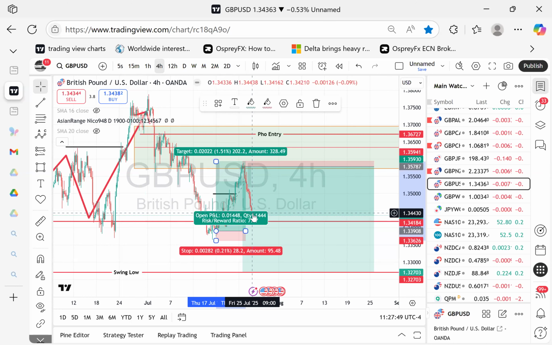If you can follow along with the structure, you can make a lot of money trading the pair back and forth. You can trade it when it buys, you can trade it when it sells.